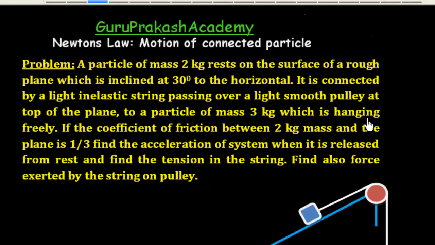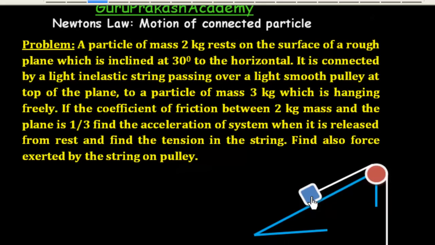Now this is another problem related to connected motion. The question says a particle of mass 2 kg rests on the surface of a rough plane which is inclined at 30 degrees to the horizontal. So we have this plane and the mass of this object is given. So this mass is 2 kg, that is given to us, and the inclined plane has an angle of 30 degrees. This is also given.